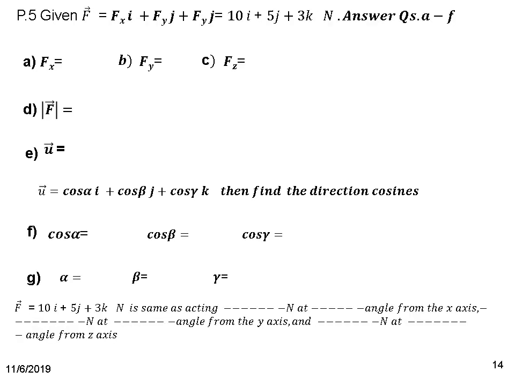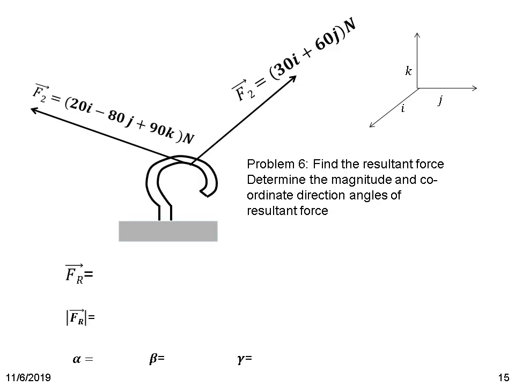A repetition problem. A three-dimensional force vector is given, and you have to answer all questions from A to F, which are about the direction cosines of this three-dimensional vector. And finally, we have two force vectors given. Find the resultant, the magnitude of the resultant vector, and the direction angles of the resultant force, alpha, beta, and gamma. Thank you.